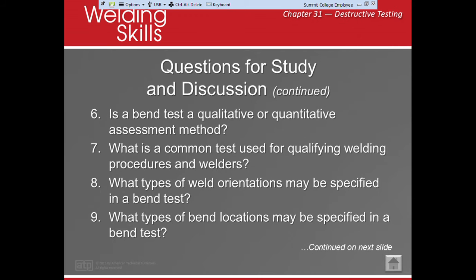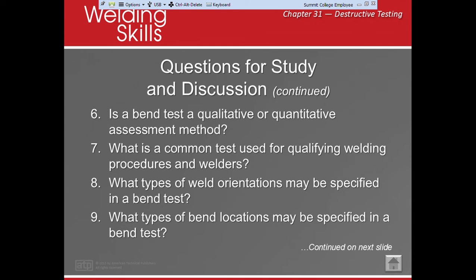All right, is a bend test a qualitative or quantitative assessment? Qualitative, quality. Quantitative, quantity, how many. So it's going to be a quality. What is the quality of my weld? What is a common test used for qualifying welding procedures and welders? We know that bend tests are used to qualify welders and procedures.